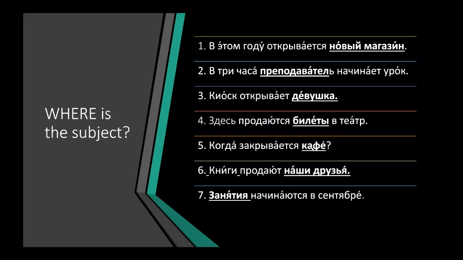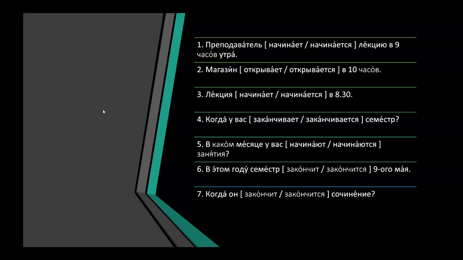5, here the subject is кафе. It is a place, and so consequently, the sentence is going to have ся because there's going to be no direct object. 6, наши друзья is the subject. They are people, and so they are going to necessitate a direct object, and they're not going to use ся. 7, занятие начинается в сентябре. Занятие is a place. It is not going to have a direct object, so therefore it is going to use ся.